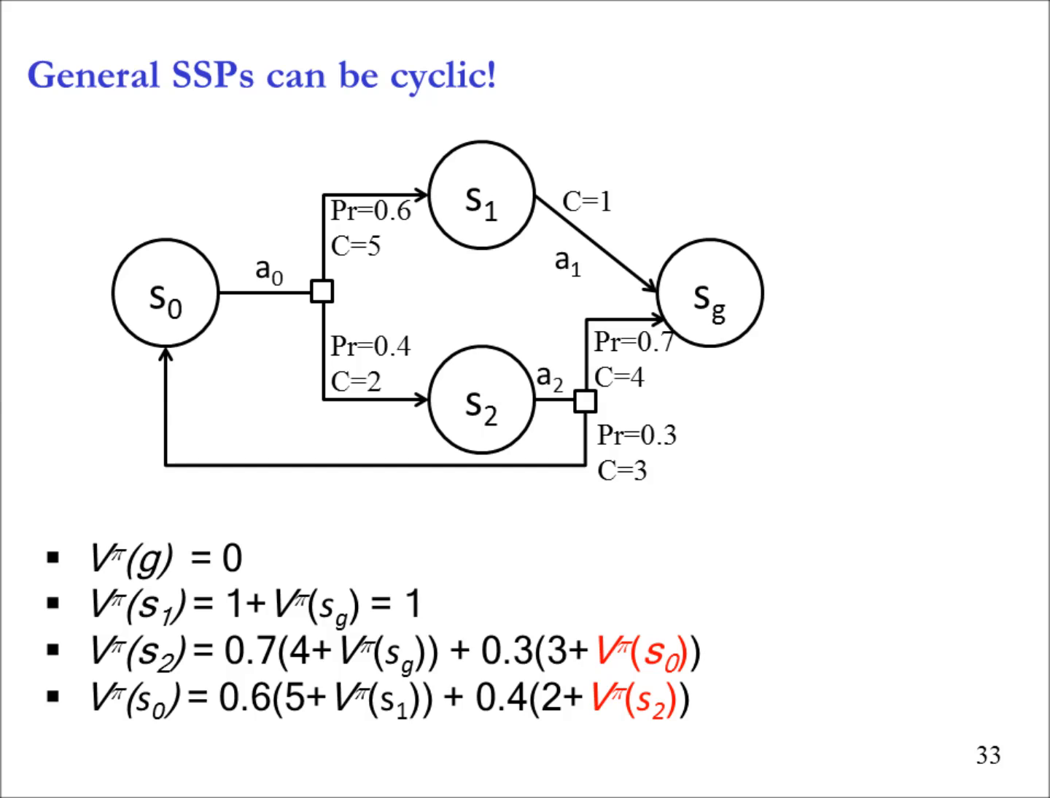It's actually not very hard. What we have to do is just look at its successors and write an equation like this. So V pi of goal is 0, V pi of S1 is 1 plus V pi of goal, which is 1, V pi of S2 this, V pi of S0 this. Simultaneous linear equations. It's a set of linear equations. How can we solve it? Using any equation solver. Gaussian elimination, whatever. You can use any existing package.